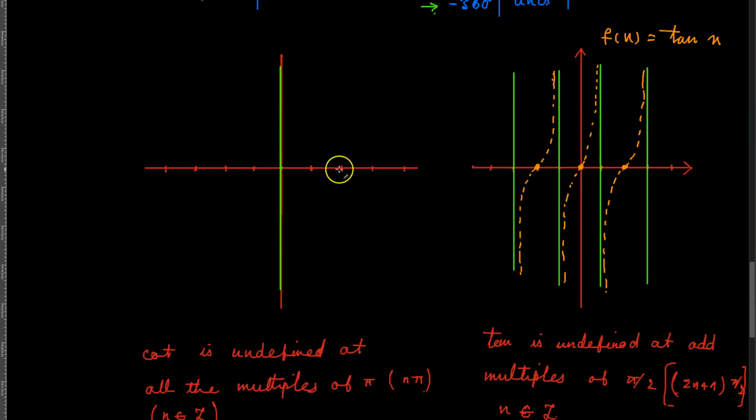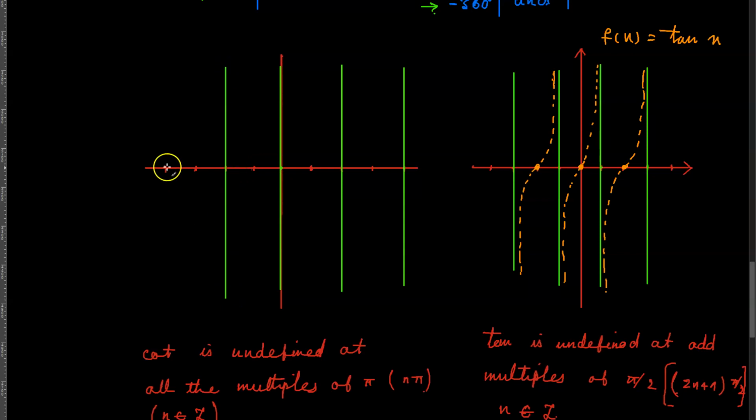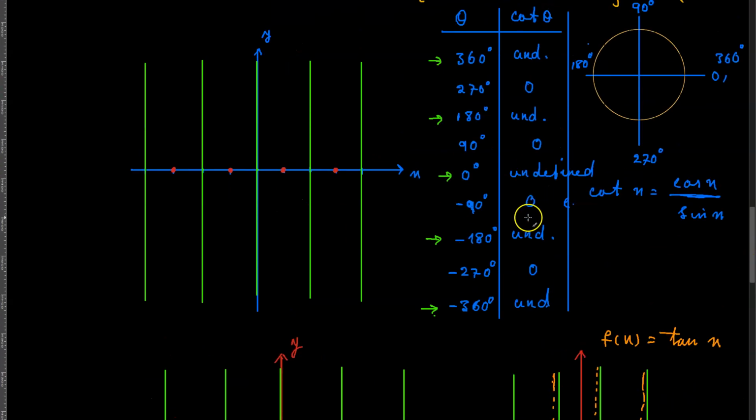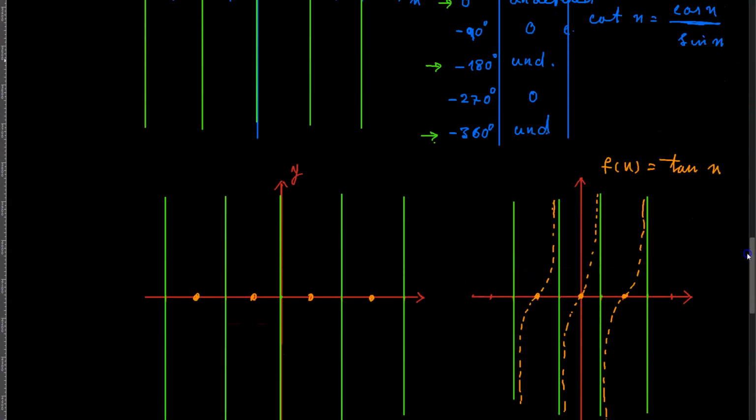And then at pi, again, the function is not defined, so you get one of those asymptotes there. At 2 pi, you're not defined, you'll get one of those asymptotes there. At negative pi, the function is not defined. At negative 2 pi, the function is not defined, so you'll get those asymptotes there. Moreover, the output of the function is 0 at these points, as we saw over here, right? So the function is 0 at these points.